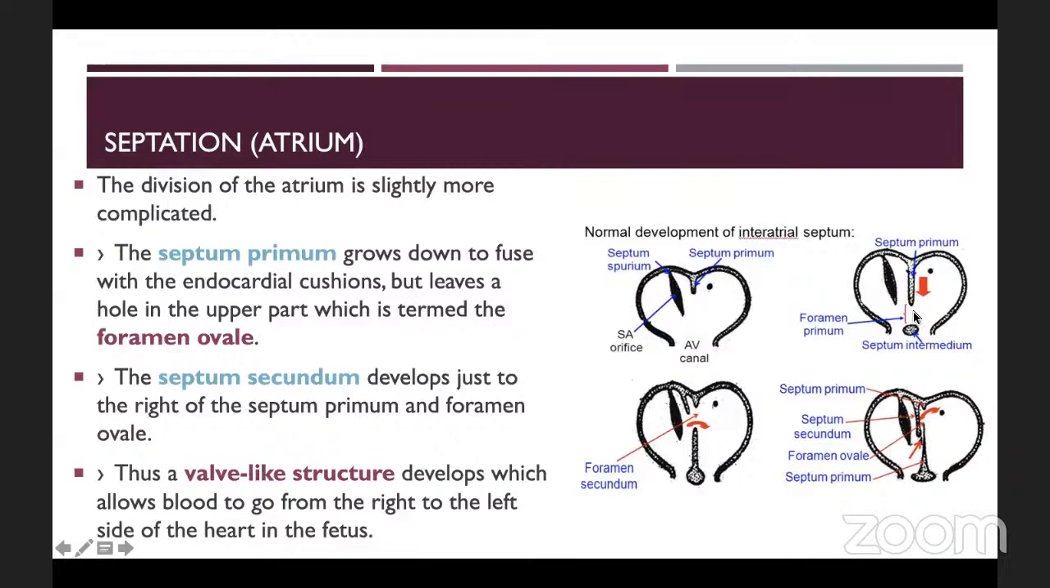The septum secundum develops just to the right of the septum primum and foramen ovale. This valve-like structure develops, which allows the blood to go from the right to the left side of the heart in fetal life. Blood flows from the right atrium to the left atrium through this valve-like structure.